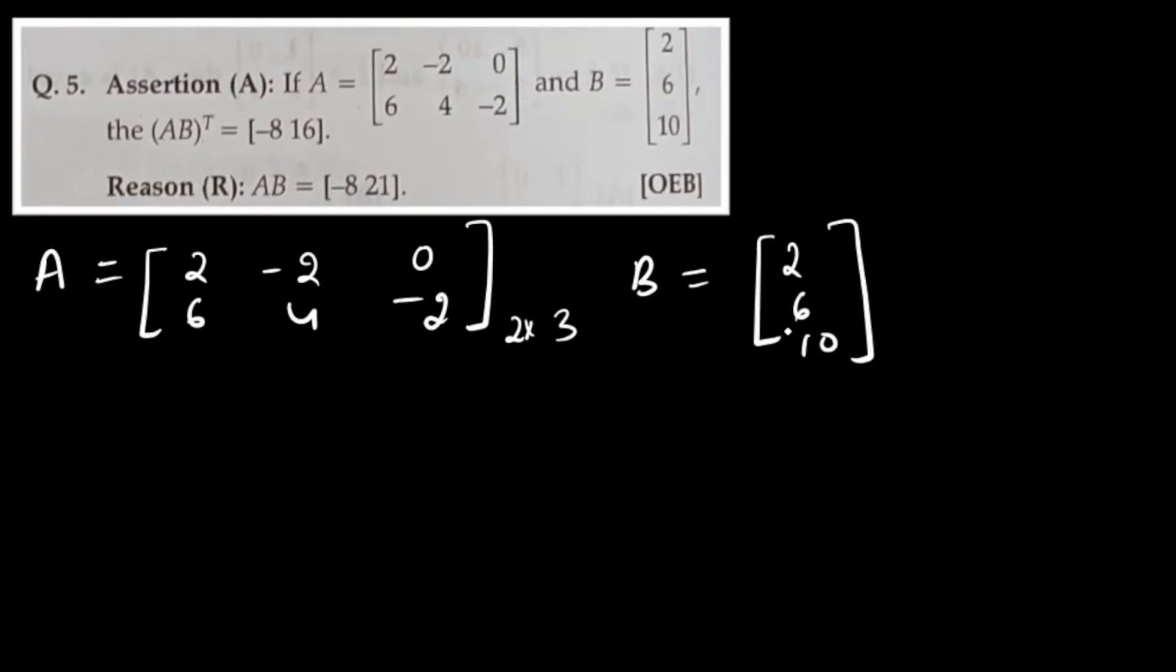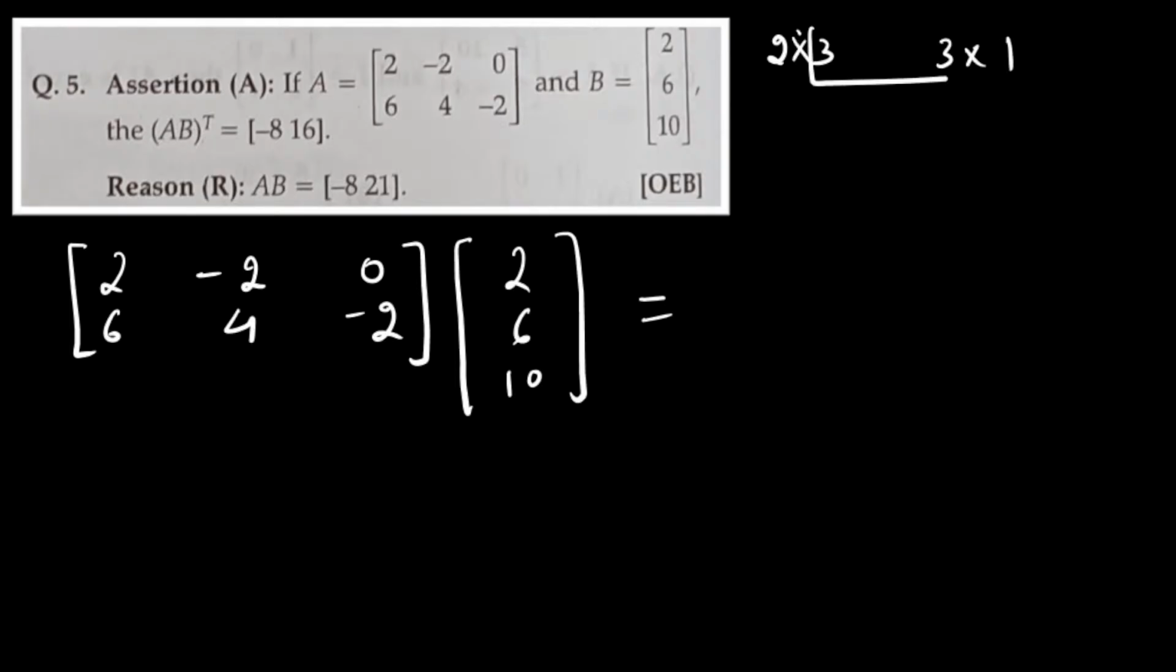Okay, very good. What about matrix B? Yes, matrix B is 3 by 1. Very good. So 2 rows, 3 columns; 3 rows, 1 column. Very nice. You people are able to figure out the orders. So now they are telling us AB transpose is this. So first of all, we have to find AB.